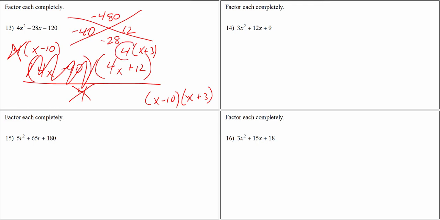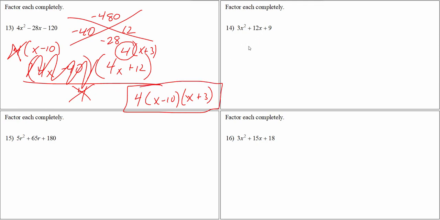This 4 that I pulled out here cannot cancel with my 4 in my denominator because I already canceled it. So this 4 just goes out front. Because it cannot cancel, it has to go out front. Okay?